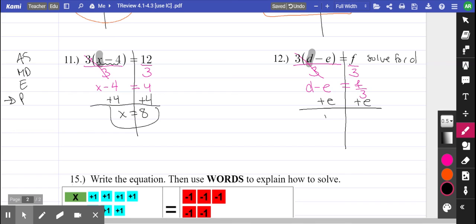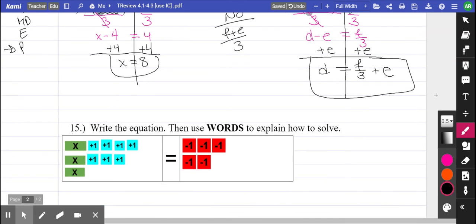This leaves us with d is equal to, say it how you write it. No, write it how you say it. So we have f over 3 plus e. We are not adding that e just to the f up top. So we're not going to write this as f plus e all over 3. That's not what we said. We said f over 3 plus e. Write it how you say it. Okay? This e is being added to all of f over 3. And this is your final answer.